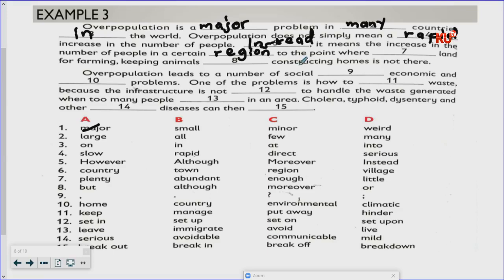To the point where dash land for farming. To the point where plenty land for farming, abundant, enough, little. Enough land for farming, keeping animals, dash constructing home is not there. The correct choice is enough. You don't need abundant, you only need enough. Enough land for farming, keeping animals, dash constructing homes is not there. So after you have listed the last one, before the last one you put a but, although, moreover, or. It is or. Or, yes.